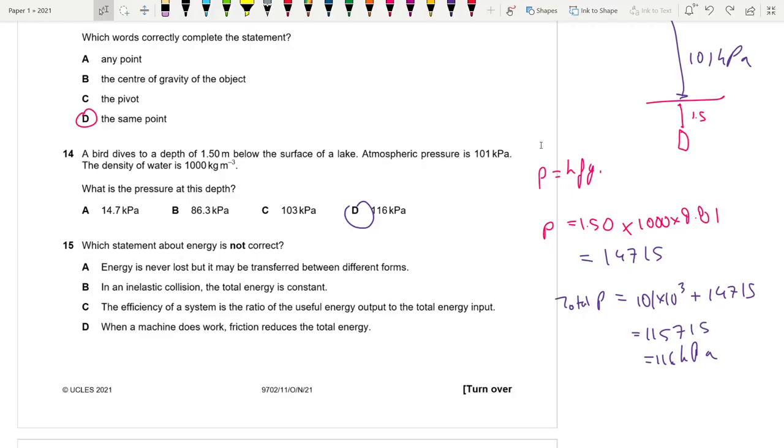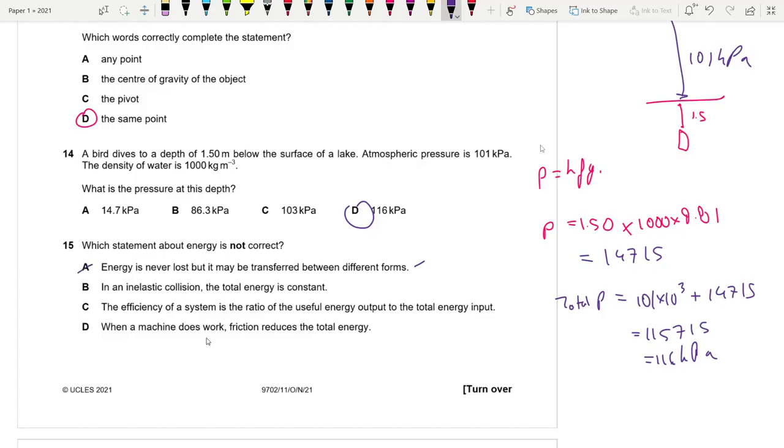When they say energy is never lost, but it may be transferred between different forms, that's true. Energy can never be lost. They mean energy can never be destroyed, but it may be transferred between different forms. So this is correct, and it's not the answer.